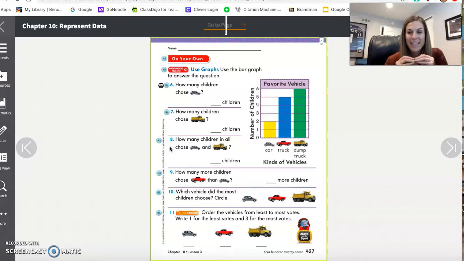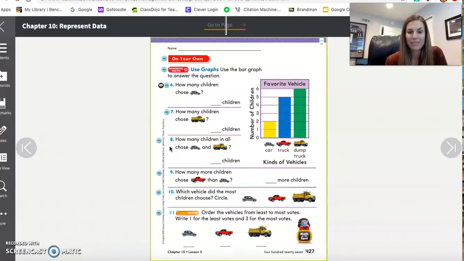There's that word and. You're putting them together, which means you're, did anyone say adding? You're adding. Count up the cars, count up the dump trucks, and put them together. In all, how many? You're adding.